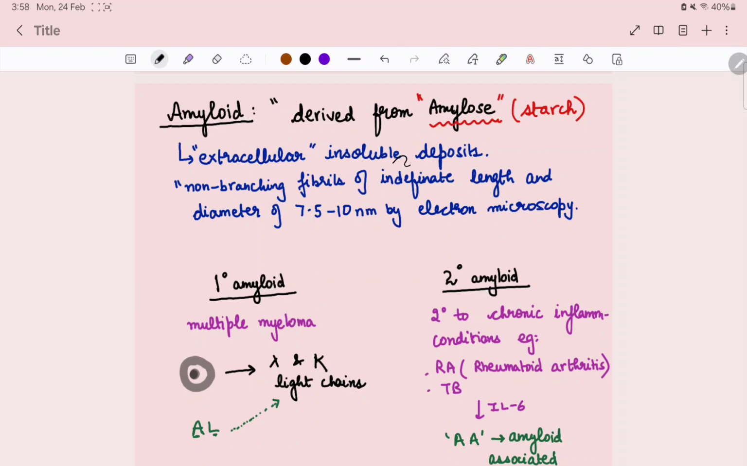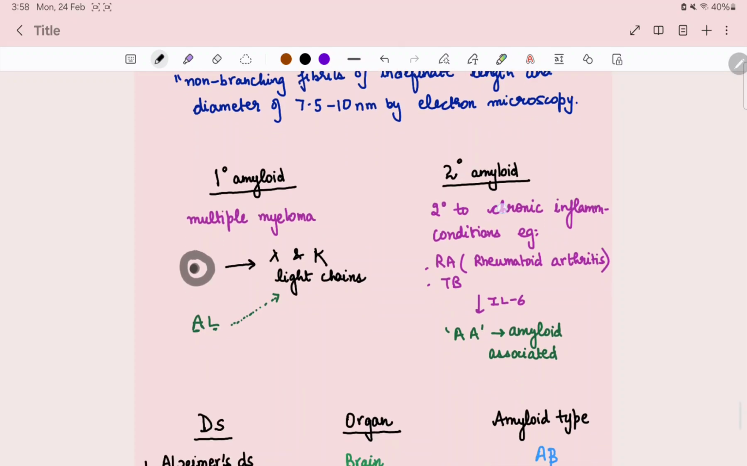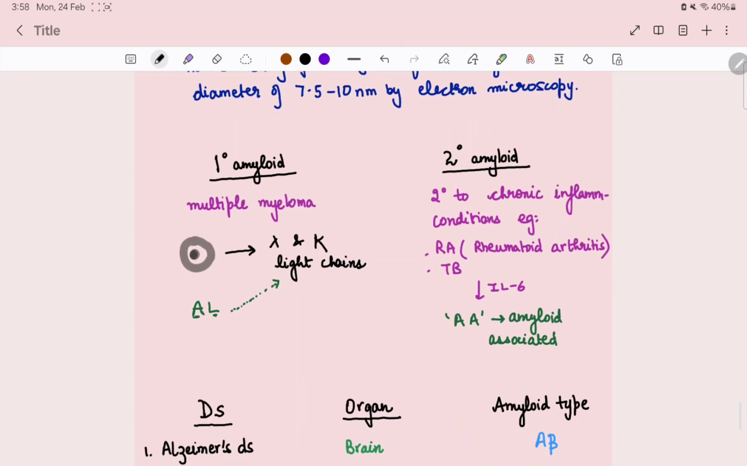It is extracellular insoluble deposits, non-branching fibrils of indefinite length and diameter of 7.5 to 10 nm by electron microscopy. It can be of two types, primary or secondary. Primary, it is seen in multiple myeloma. Here the plasma cells release lambda and kappa light chains. So AL, A means amyloid and L means light.